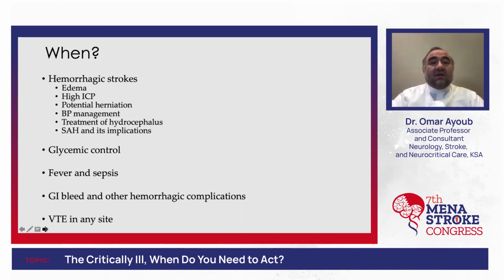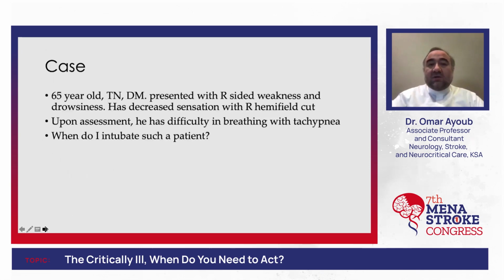Again, when can you think about a critically ill acute stroke patient? In hemorrhagic strokes in general, because those patients are prone to edema, high ICP, and there is potential herniation. Think about blood pressure management, which is important to be managed in a critical condition, subarachnoid, and all types of different hemorrhagic strokes. Glycemic control is important, fever and sepsis, bleeding, and also thromboembolism that can happen.